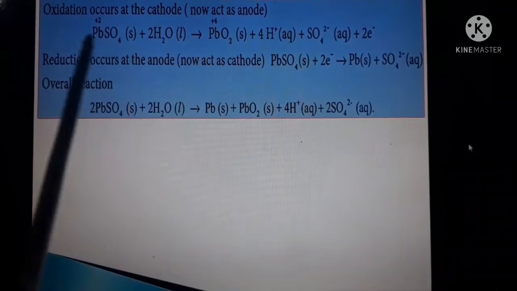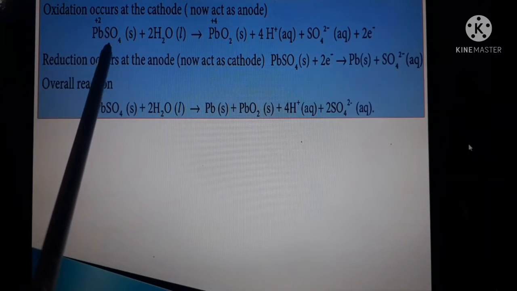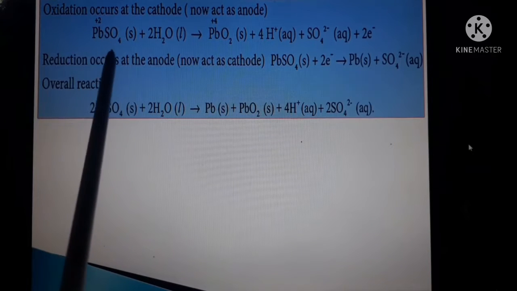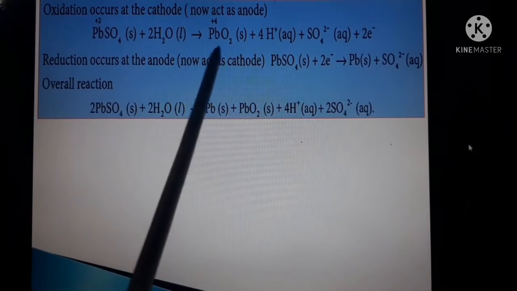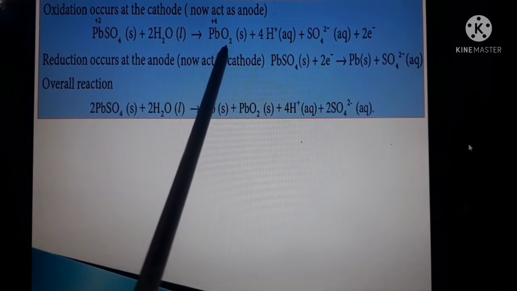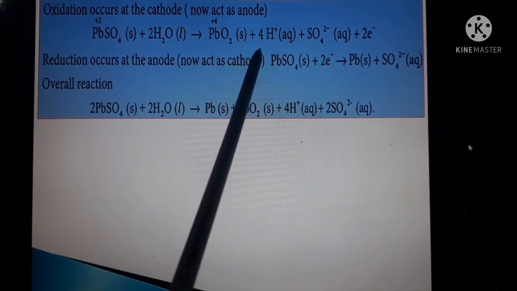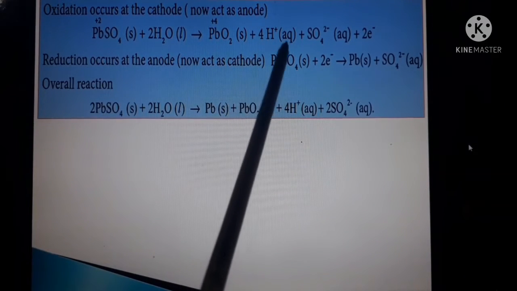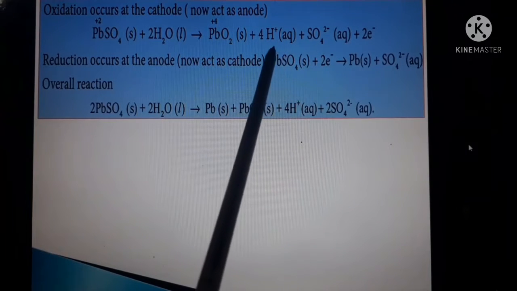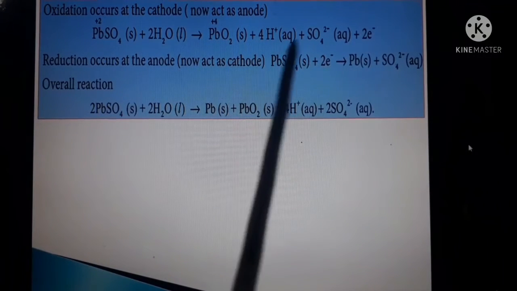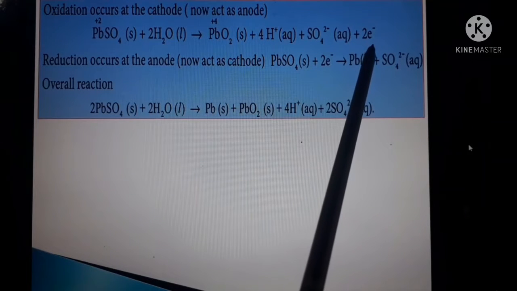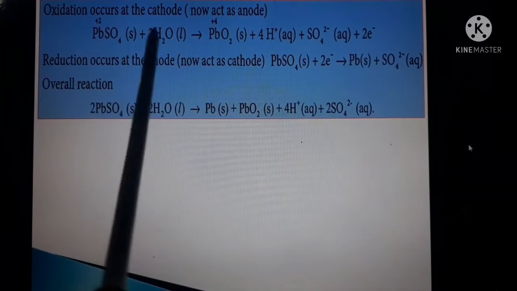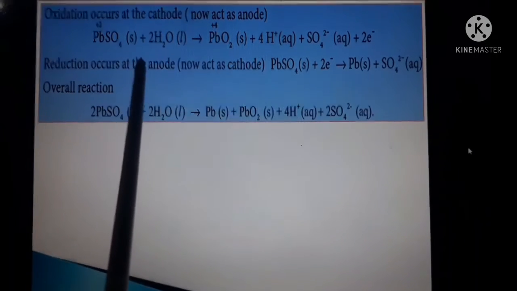Okay. Lead sulfate was already formed during use. This lead sulfate reacts with water, lead oxide is formed, and 4H plus ions. Dissociation takes place into H plus and SO4 2 minus. Sulfuric acid is splitting into positive and negative ions with loss of 2 electrons. This is at the cathode. It is a reversible process; the anode acts as an anode at the time of recharge.